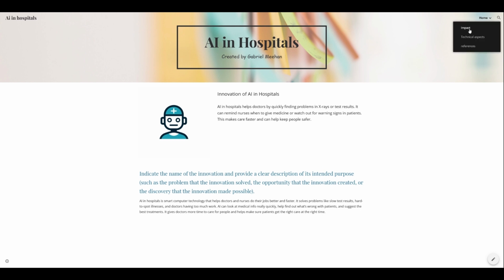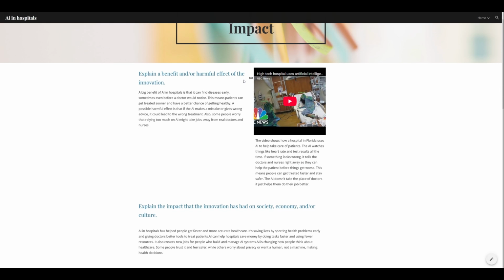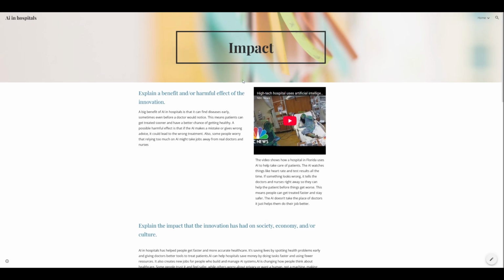So next, I'd like to move on to my impact page. This explains the benefits or harmful effects of the innovation, and I can see both being in effect with this. One of the big benefits is that it can find diseases early on, and it's a huge benefit to doctors if used properly. This means patients can get treated sooner and have a better chance of getting healthy.